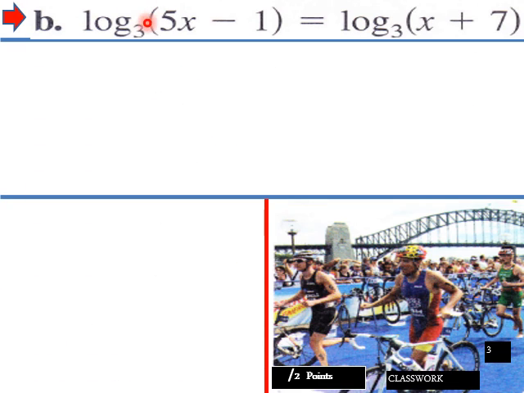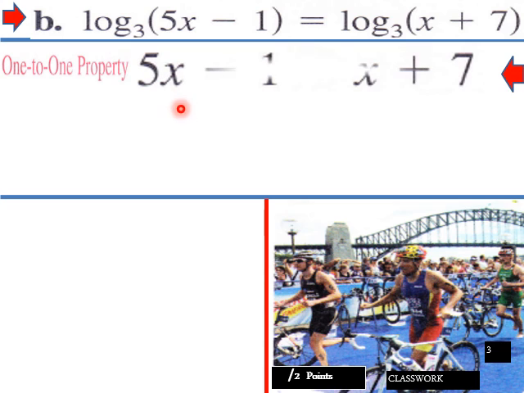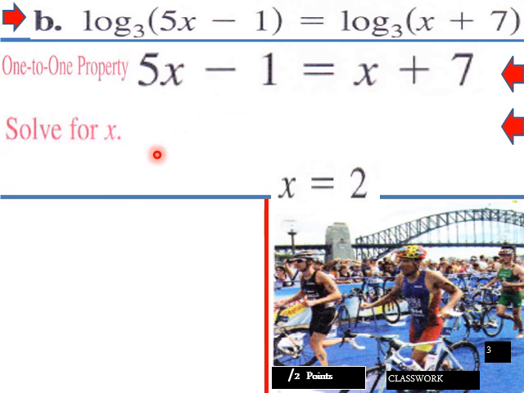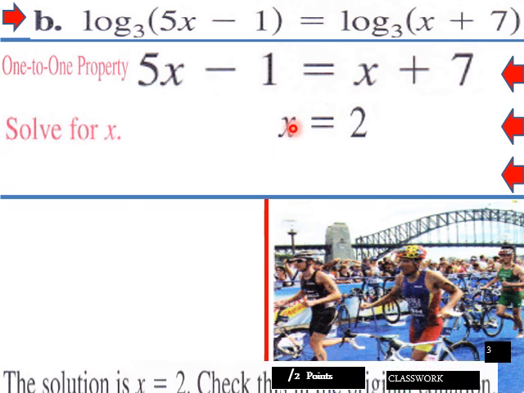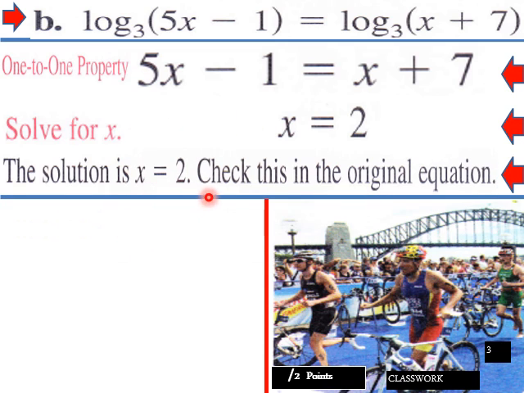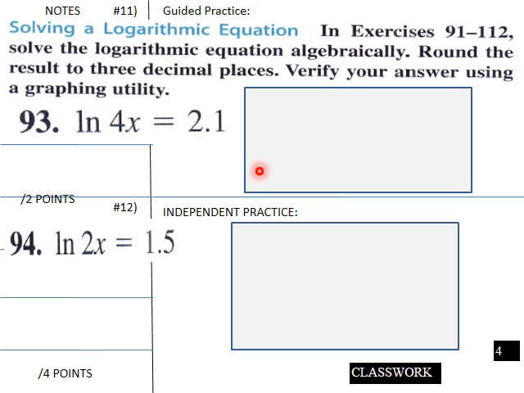So let's try part b: log base 3 of (5x minus 1) equals log base 3 of (x plus 7). We have the one-to-one property here, so we can divide out our log base 3 on each side, and we're left with 5x minus 1 equals x plus 7. And then we just solve for x. x equals 2. The solution is x equals 2. Check this in the original.